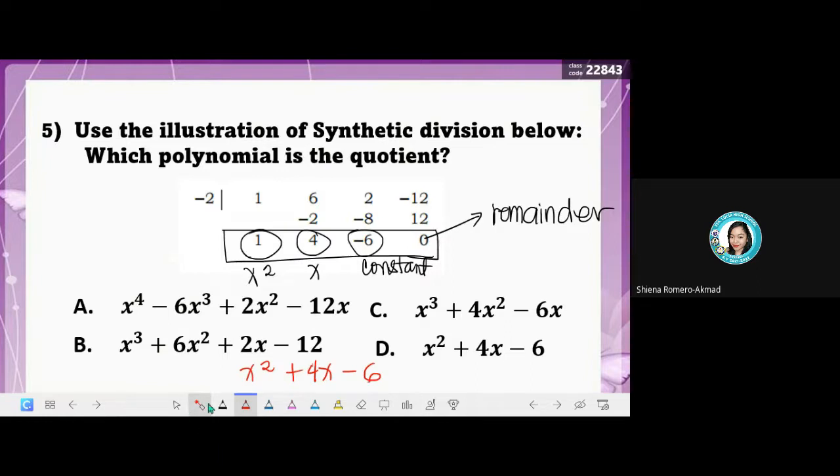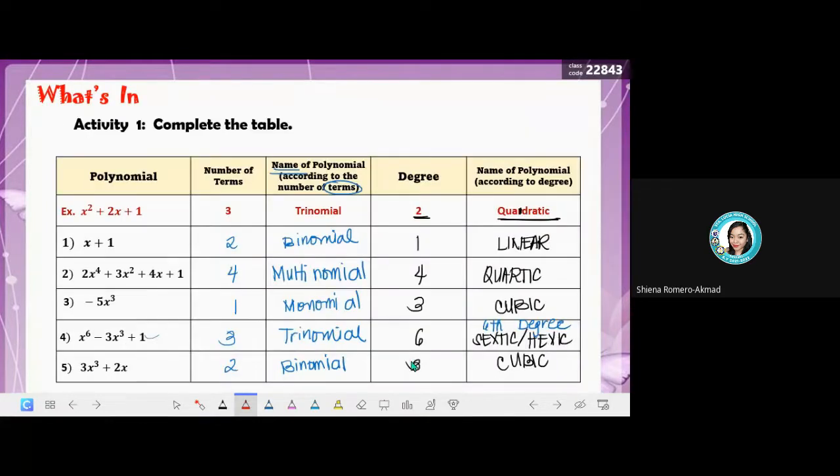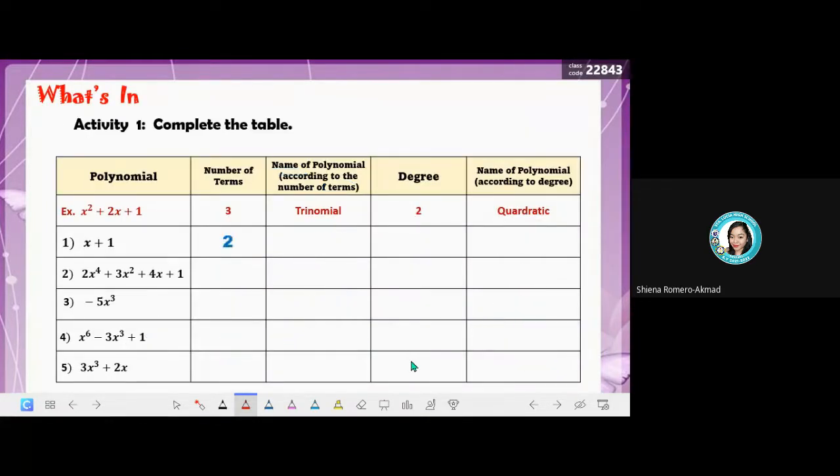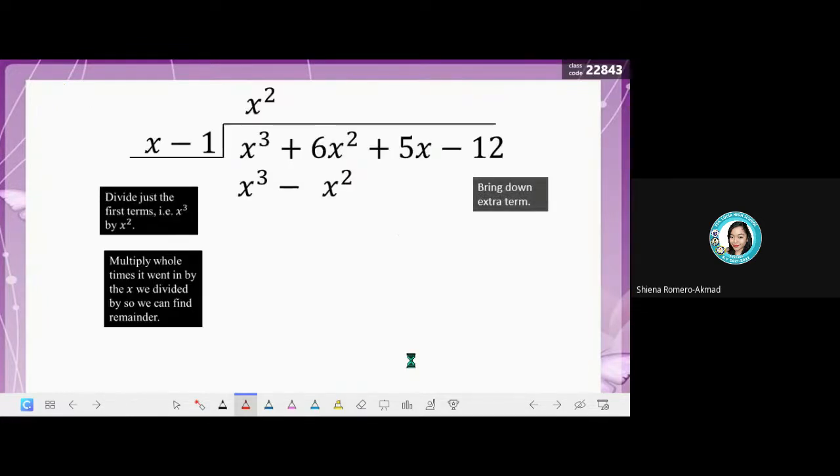So, anong letter yung answer natin? Can you please type your answer sa info messages? Anong letter ng answer natin? Correct. The answer is letter E. So, you're getting better sa pagsusolve using synthetic. Okay. So, let us have another example.